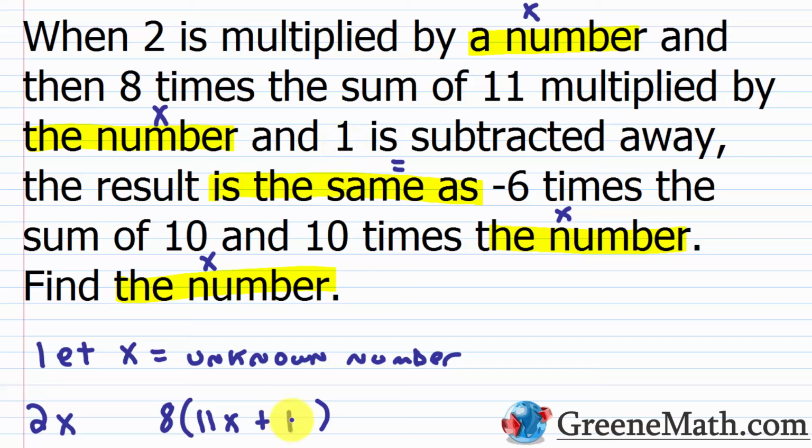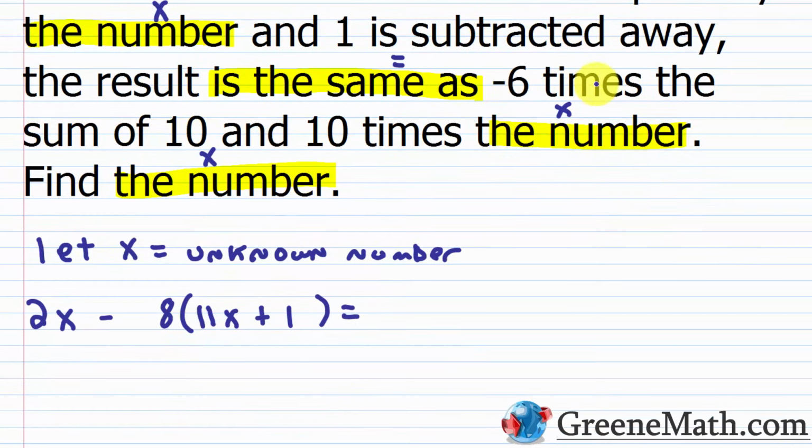So and 1. And now it says is subtracted away. So this was subtracted away from our 2x. So let's just read through this part again and make sure we got it. So when 2 is multiplied by x, so we have our 2x, and then 8 times the sum of 11 multiplied by x and 1 is subtracted away. So 8 times the sum of, we have 11x and 1. So 8 times the sum of 11x and 1, that's what we have here. And again, that's subtracted away. So that's why we have minus 8 times the quantity, 11x plus 1. Then we have the result is the same as. So we know this is equals.